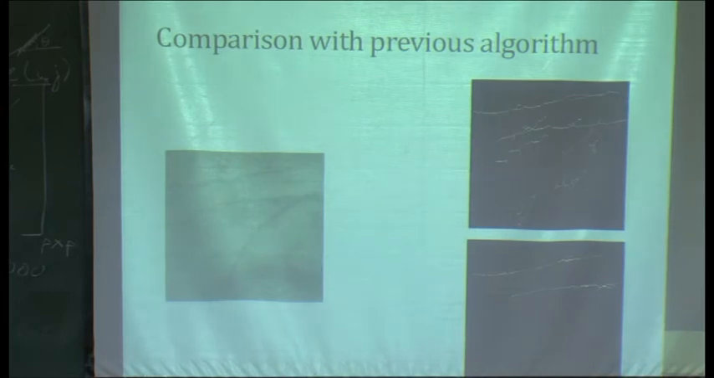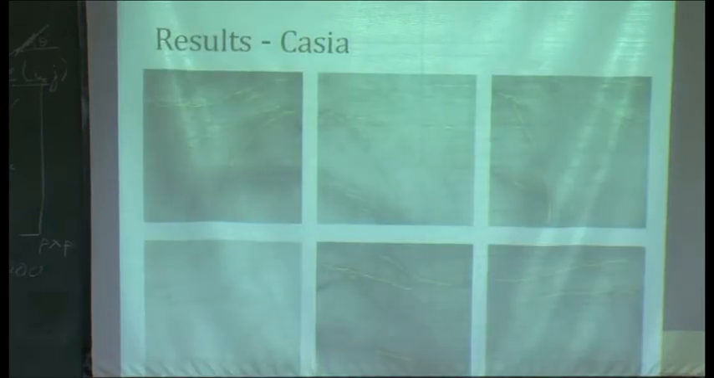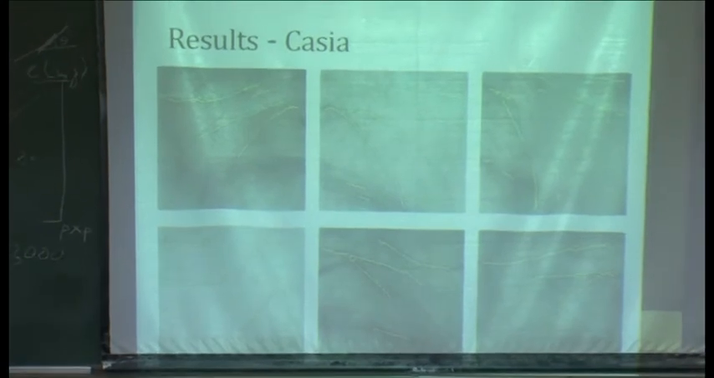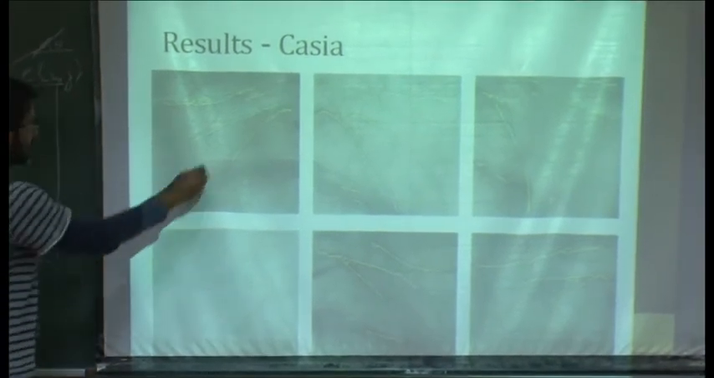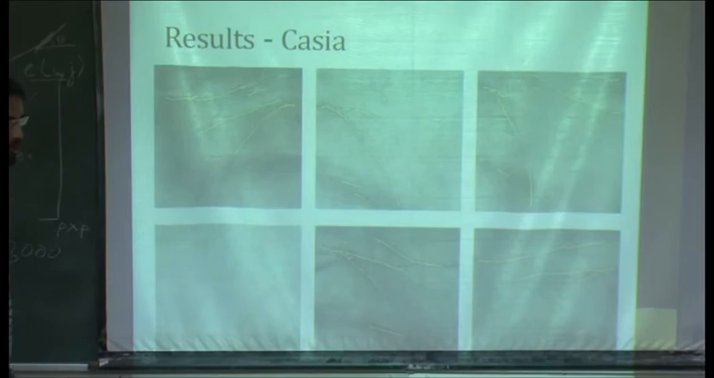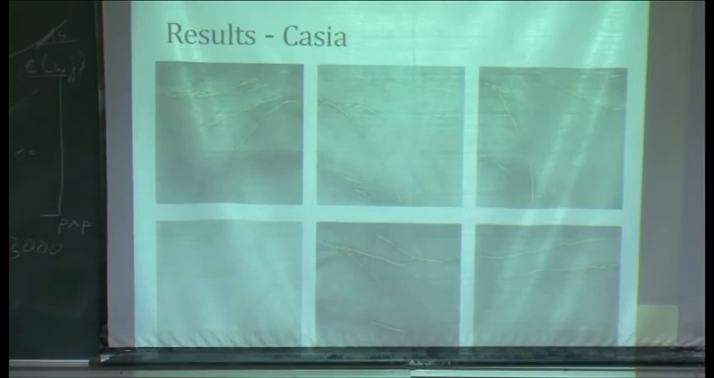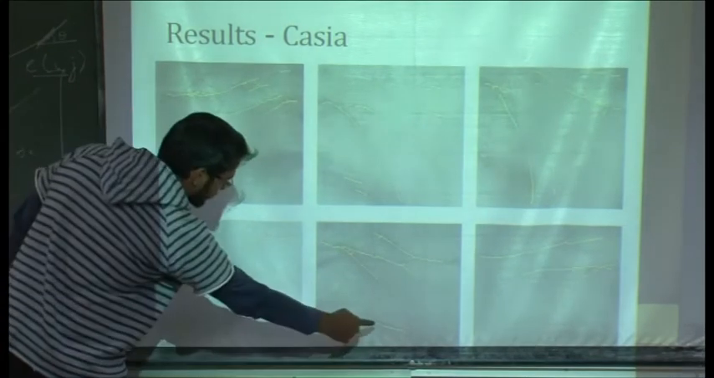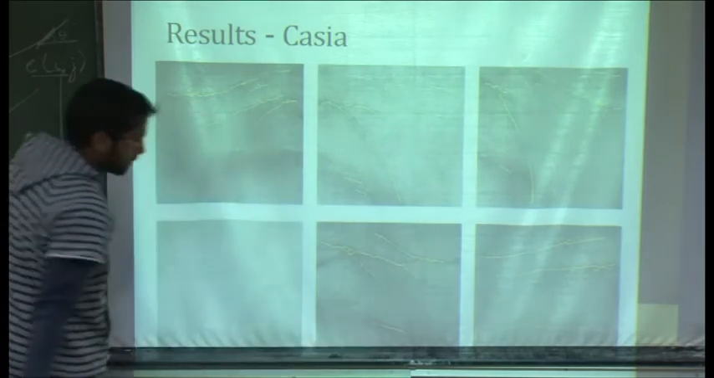And this I did for images of Casia and PolyU. These are the results on Casia. Some of the lines, like here, this line is missing because of some thresholding, and here there is a prominent wrinkle which we couldn't remove.